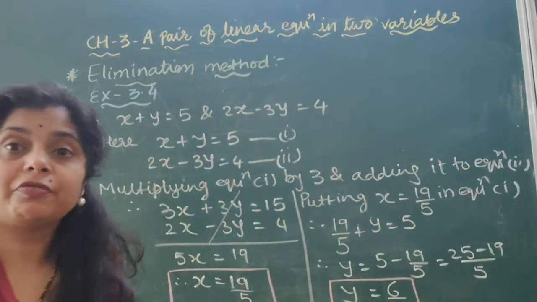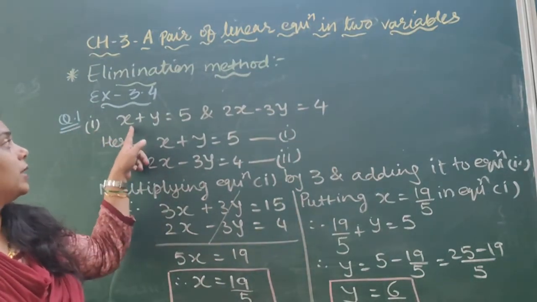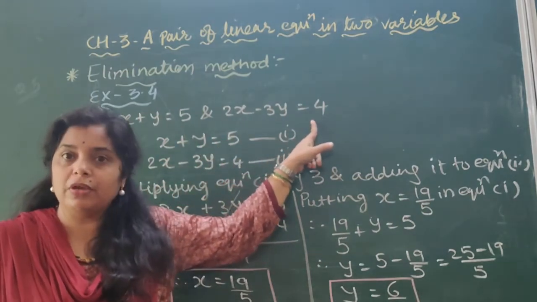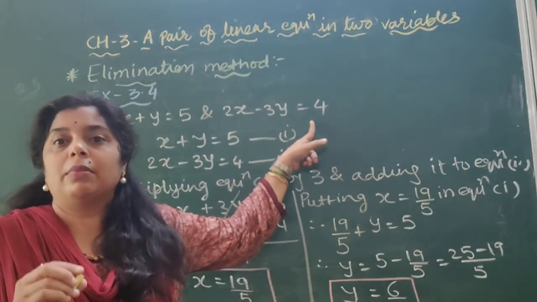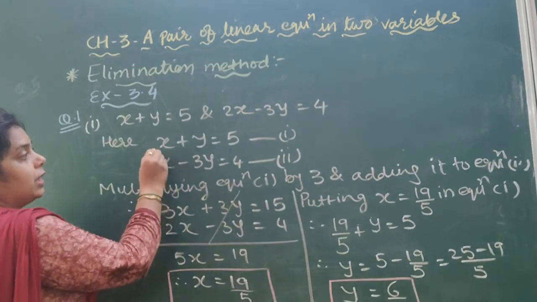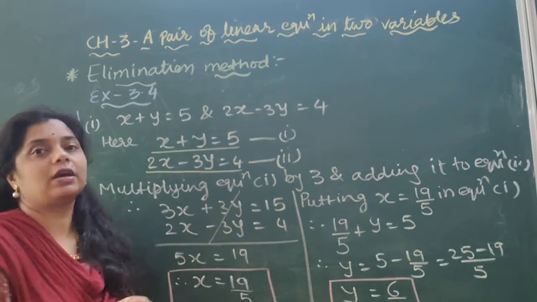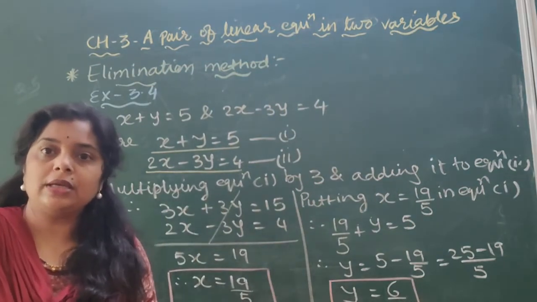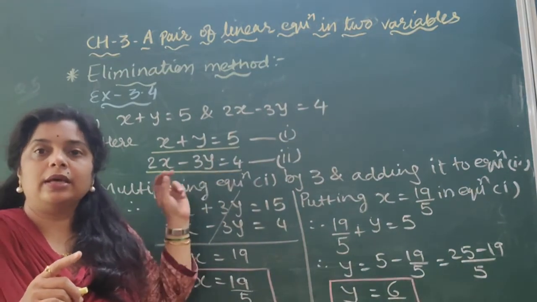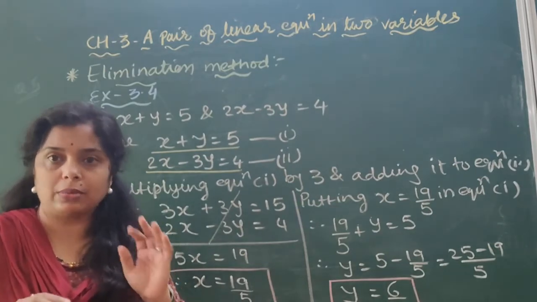So here the first sum is x plus y is equal to 5 and 2x minus 3y is equal to 4. We have to get the solution by using the elimination method. To eliminate any one variable, either x or y, their coefficients must be numerically equal. That thing you have to remember.